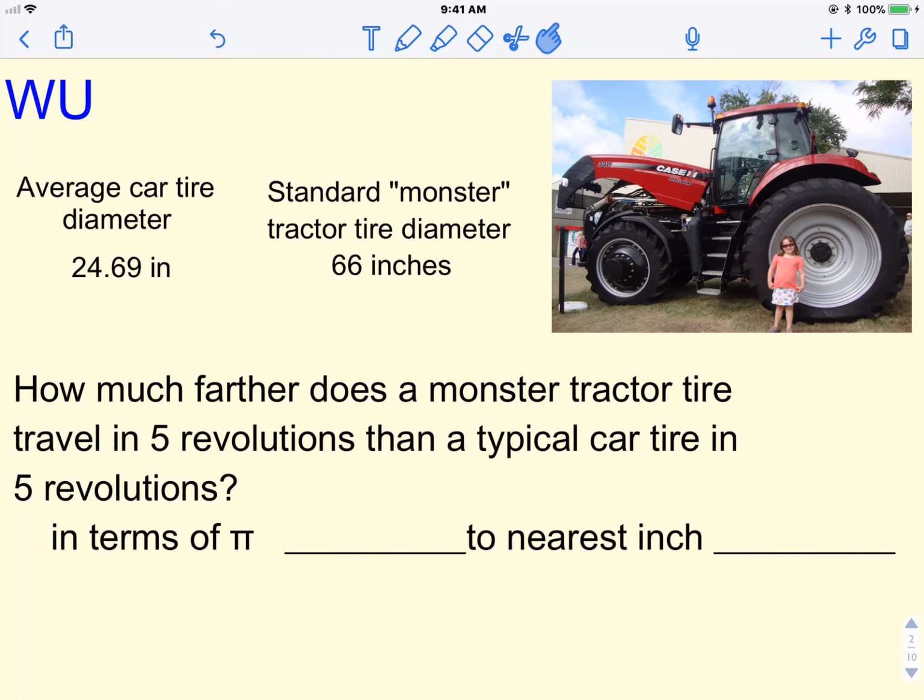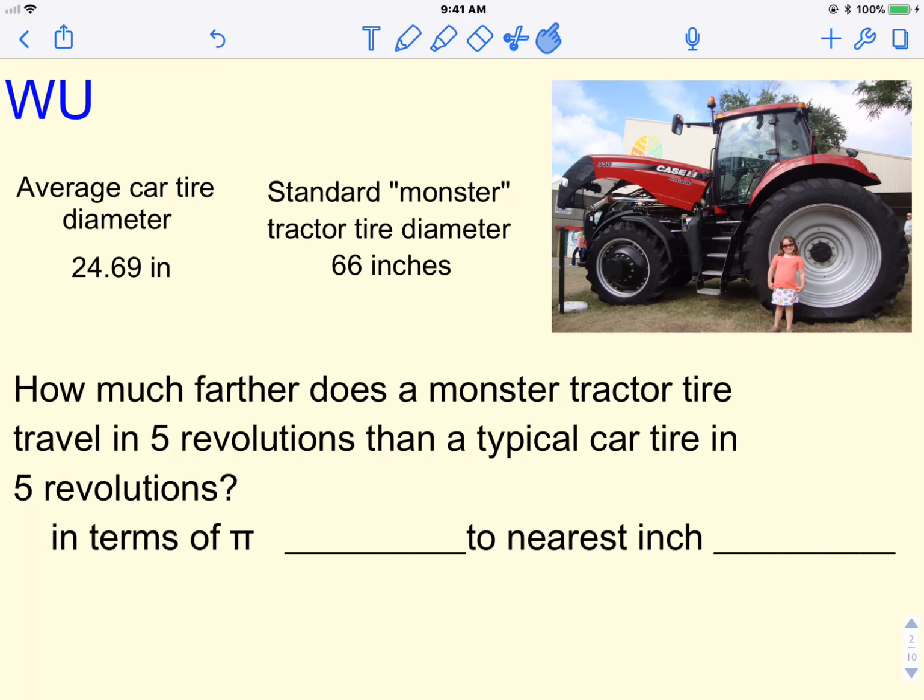You may or may not have ever seen this if you went to State Fair, but this is a picture of my daughter years ago standing next to a monster truck or monster tractor tire attached to a monster tractor. And so what I looked up was about how big those tires are, and they're 66 inches in diameter typically. Your standard automobile tire for most four-door cars, two-door cars is typically measured in centimeters, so I had to do a little conversion. The average car tire's diameter is almost 25 inches, 24.69.